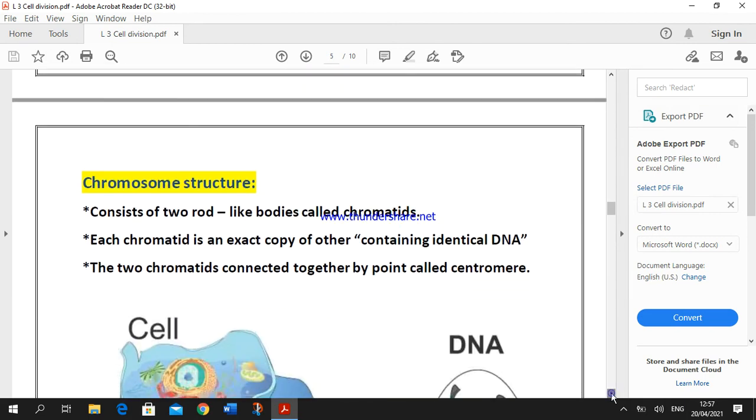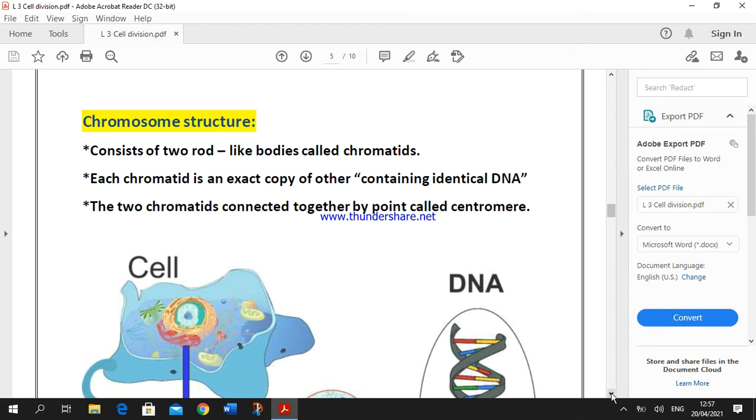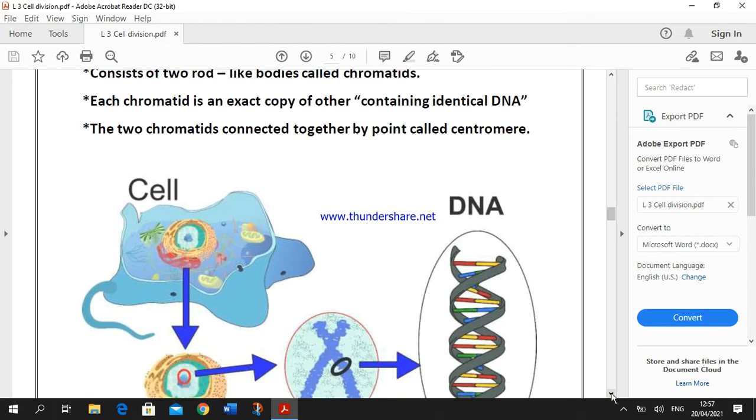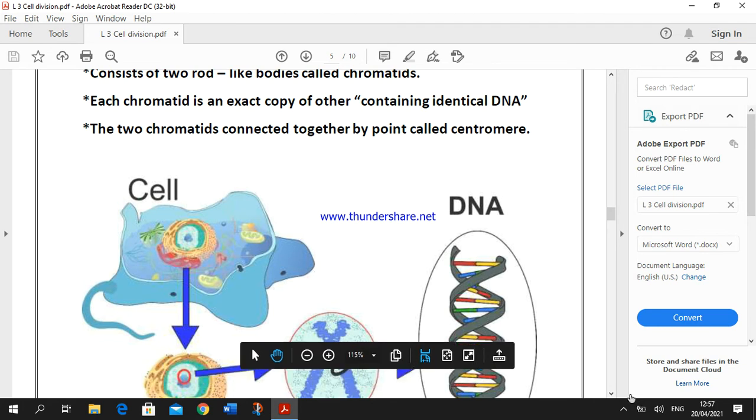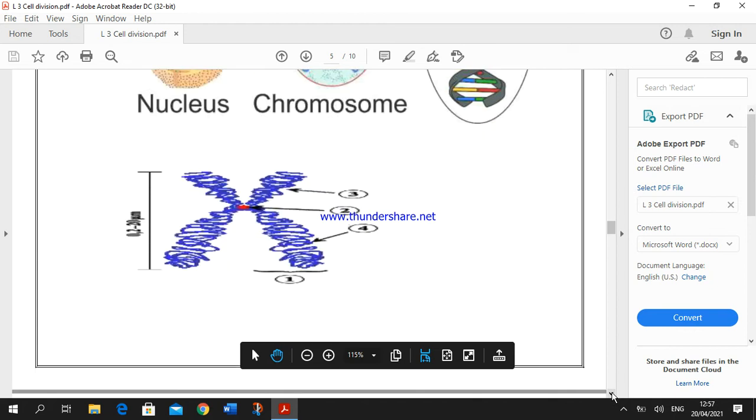Before talking about mitosis, we should know the structure of the chromosomes. Look at figure 2, you can imagine. This is a structure of chromosomes. Chromosomes consist of 2 rod-like bodies called chromatids, okay? Each chromatid is an exact copy of the other and contains identical DNA, okay? The 2 chromatids are connected together by a point called centromere, okay?